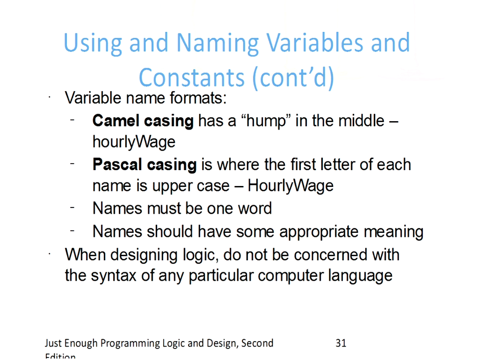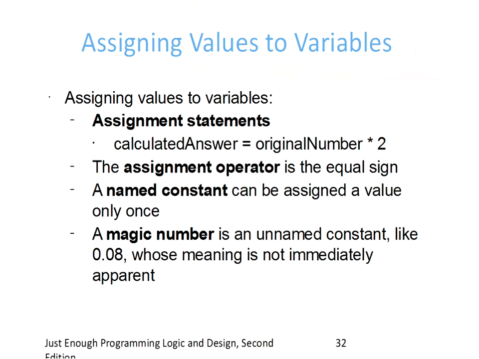So we have the camel casing and the Pascal casing. That's where you have the camel casing when you have an all lowercase word, and then the next word concatenated to it starts with an uppercase. In Pascal casing, all concatenated words start with an uppercase character.